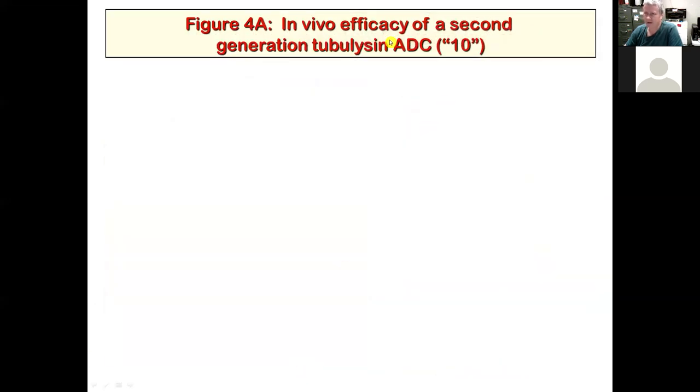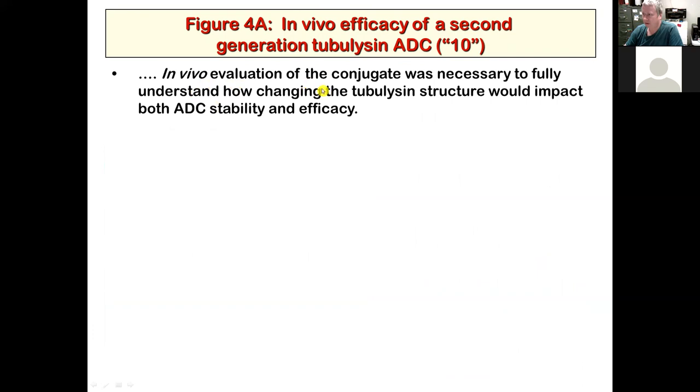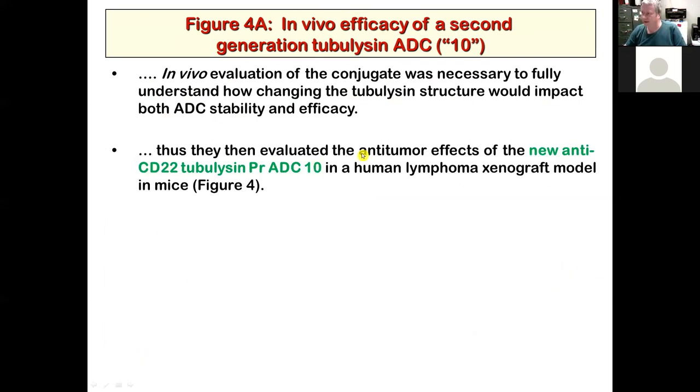Okay, so now let's look at the in vivo efficacy of a second generation tubulysin ADC10. So in vivo evaluation of a conjugate was necessary to fully understand how changing the tubulysin structure would impact both ADC stability and efficacy. So they needed to do it in a mouse, right? So they evaluated the antitumor effects of the new one in the same human lymphoma xenograft model in mice.